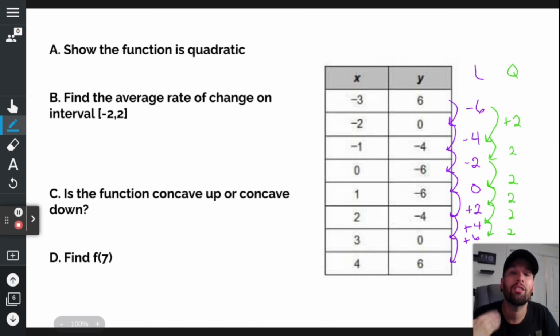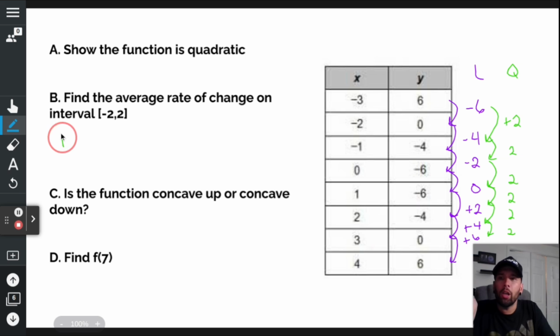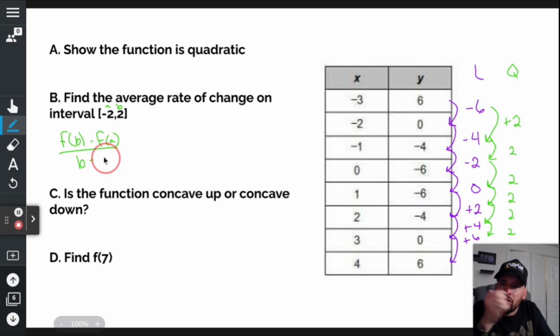It's the same. Find the average rate of change on the interval -2, 2. All right, now I am going to use that formula. So let me remind you, if I call you A and if I call you B, I'm looking for f of B minus f of A over B minus A. Now, I know what B is and I know what A is. B is 2, and A is -2.